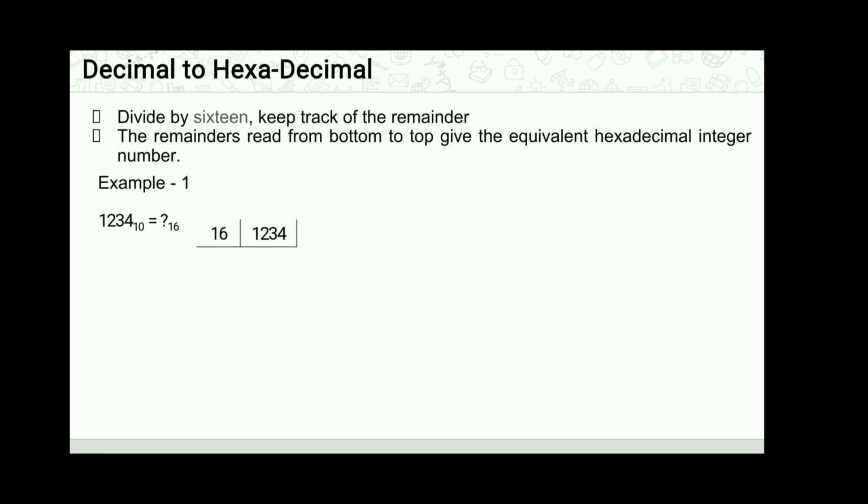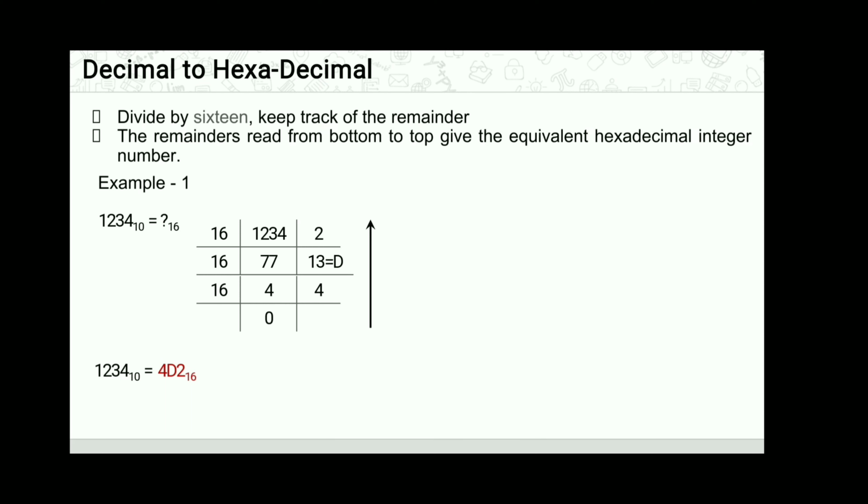So we will divide 1234 by 16 and get quotient as 77 and remainder as 2. Similarly, we will divide 77 by 16. So we will get 4 as quotient and 13, which is equivalent to D, as our remainder. Similarly, we will divide 4 by 16. So our quotient is 0 and the remainder is 4. So our final answer will be from bottom to top. Our final answer is 4D2 to the base 16.